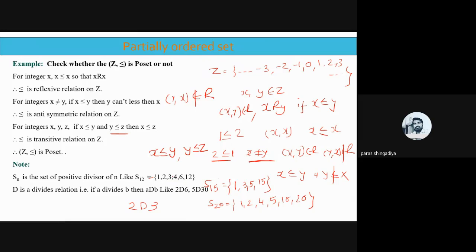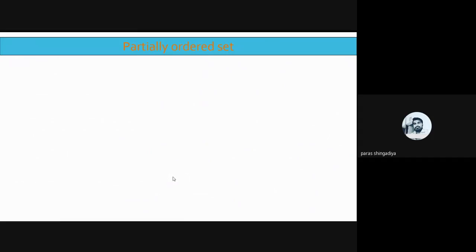And by using these conditions, we'll check the next question of this theory, partially ordered set, that is given here: N comma D. So check whether N comma D, where N is the set of natural numbers and D is the divide relation, is a partially ordered set or not. N includes the natural numbers 1, 2, 3, 4, and so on. Clear? These are the natural numbers. And D is the divide relation.